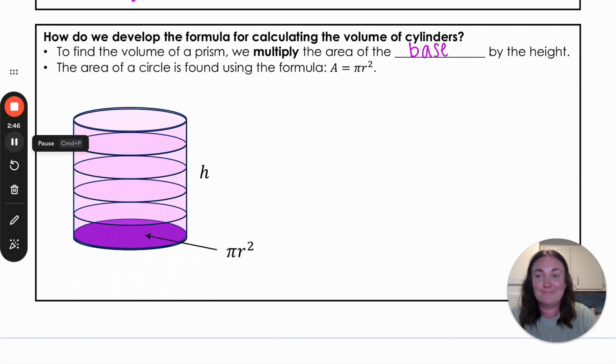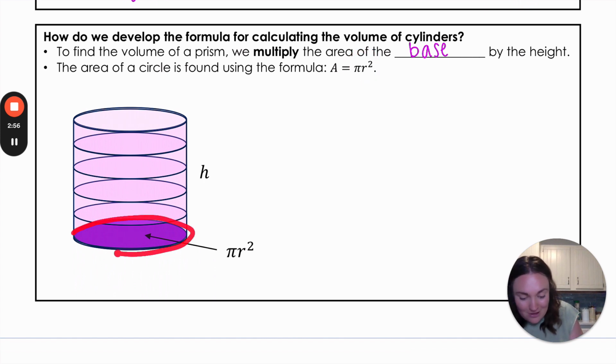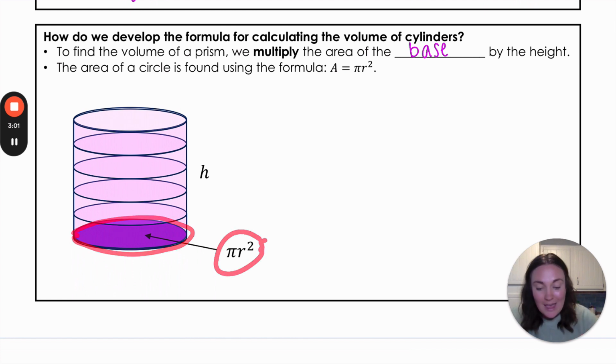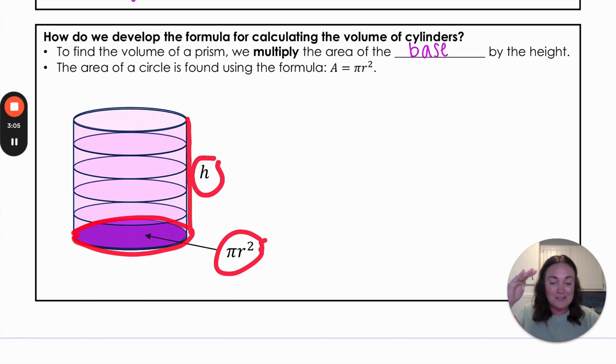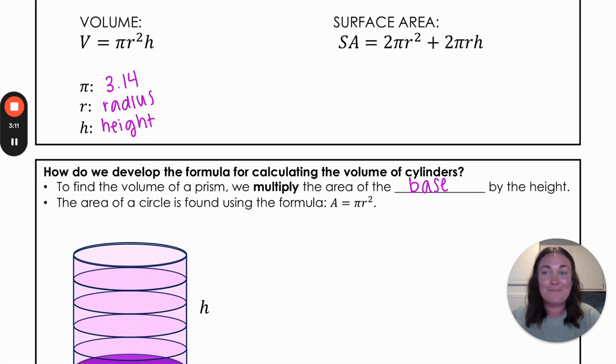In a cylinder, our bases are going to be circles. And remember that to find the area of a circle, we take pi r squared. So really what we're doing to find the volume of the cylinder is taking that pi r squared, the area of the circle, and multiplying it times the height so I can see how much space that would take up. And look, when you put that all together, we get our pi r squared h. So that's exactly where that formula came from.